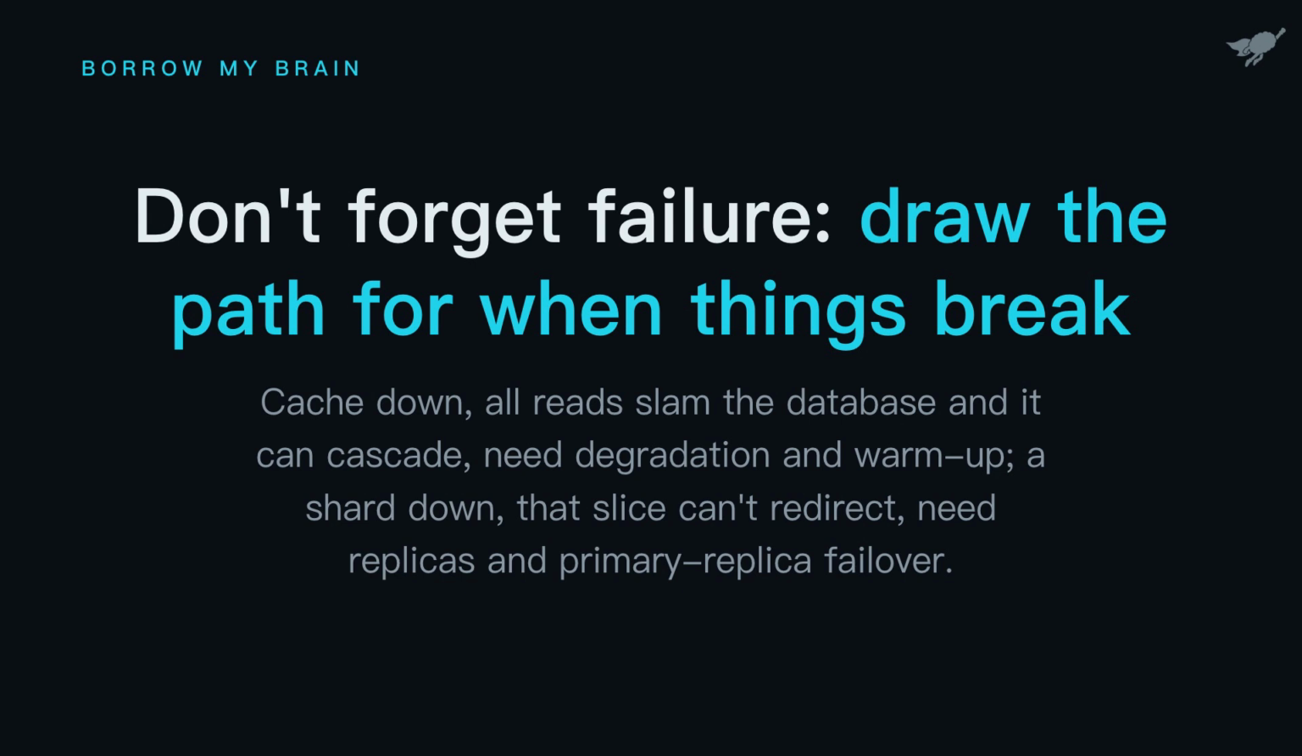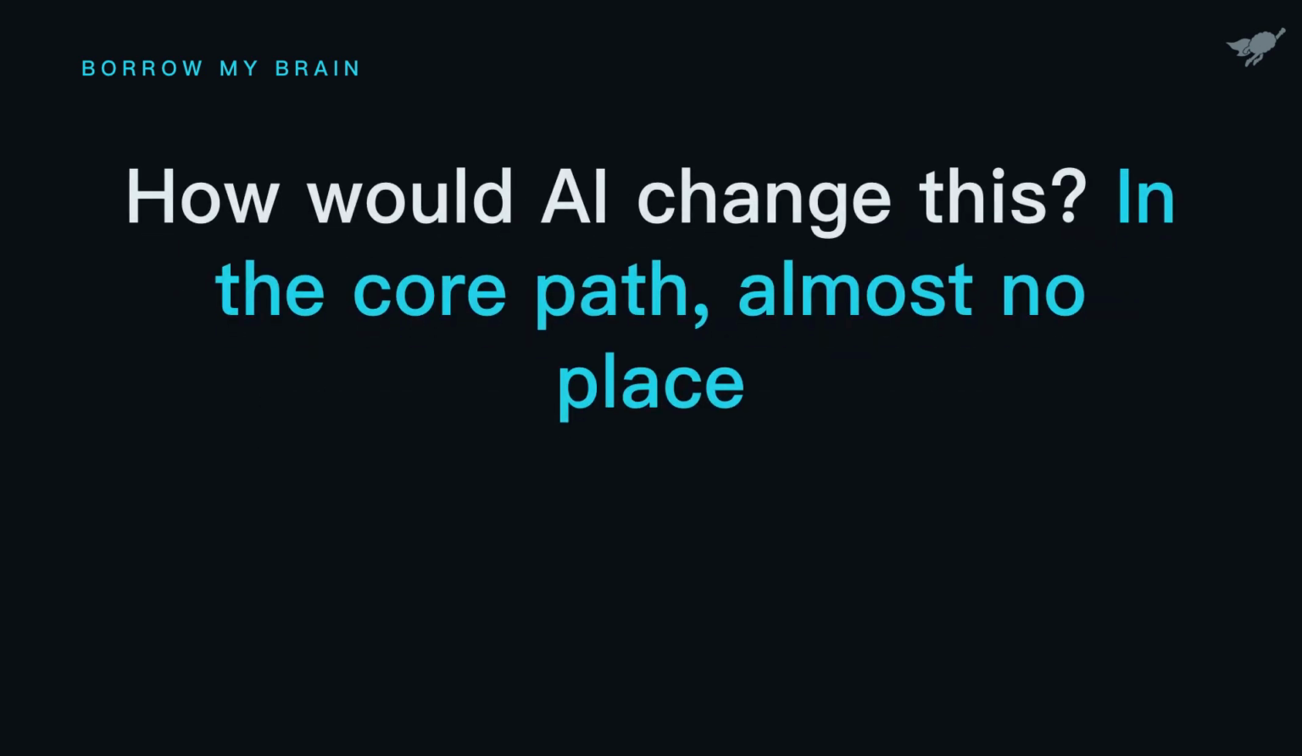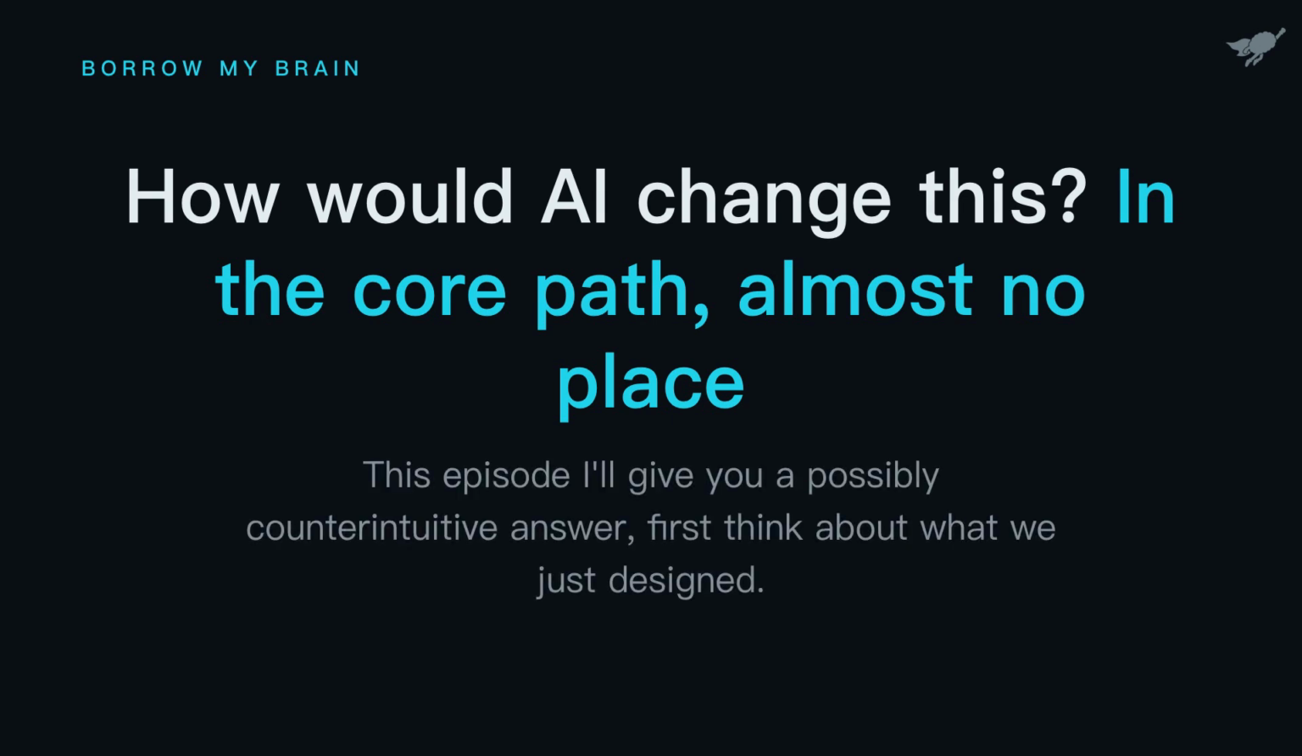Design isn't about drawing the path where everything goes smoothly. It's about drawing the path for when things break. All right, time for the recurring segment every episode has. How would AI change this? And this episode, I'm going to give you an answer that might be counterintuitive.